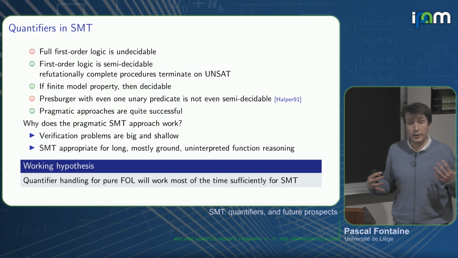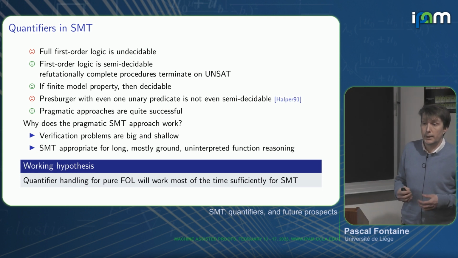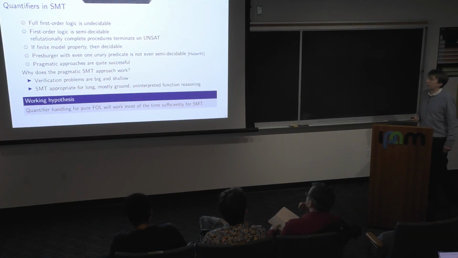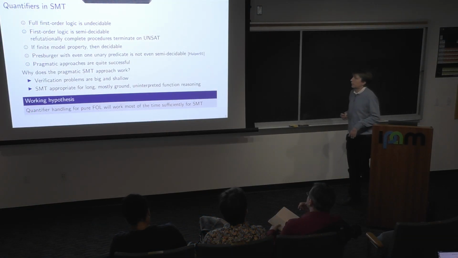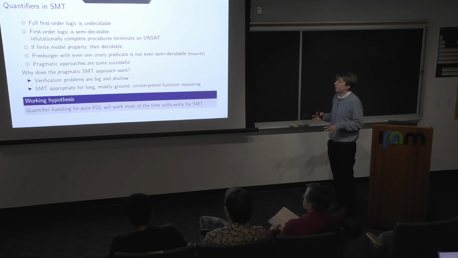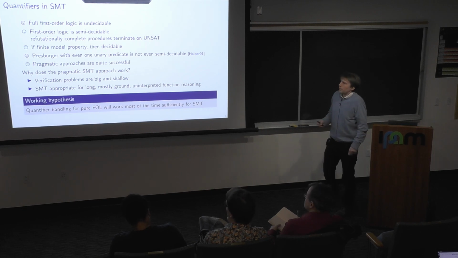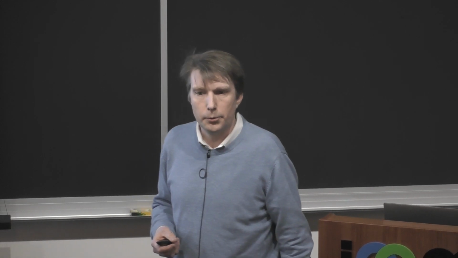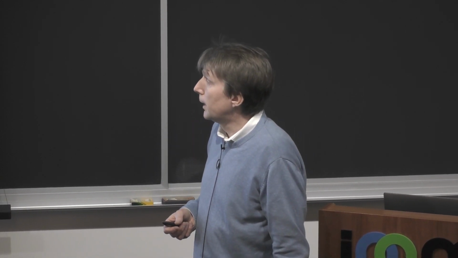So if you mix arithmetic with whatever, most of the time you are out of the nice decidable or semi-decidable fragments, and that's annoying. Okay. But SMT solvers do work, so it means that they manage to deal with your formulas most of the time. And why?